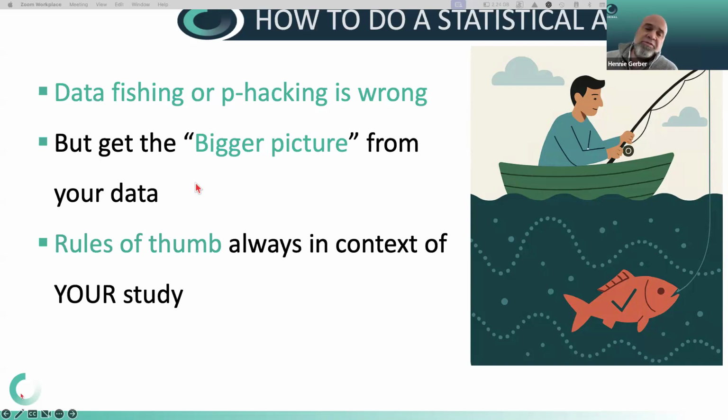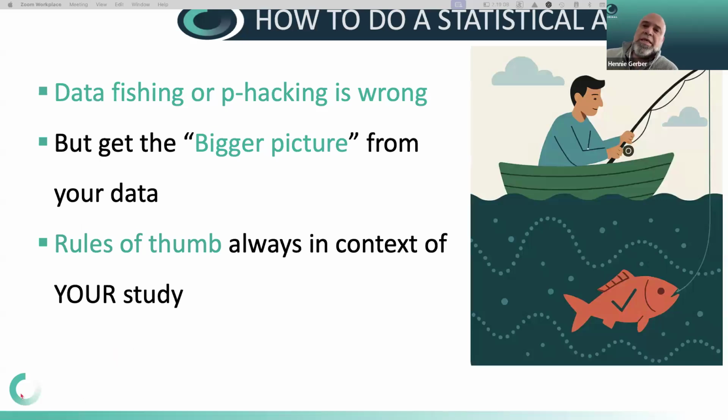Then also, if there's any rules of thumb, because there's usually a lot of rules of thumb in statistical analysis, you must always remember you must do it in the context of your own study. So it's not fixed in stone. It's just rules of thumb. Okay, this is just some general comments.